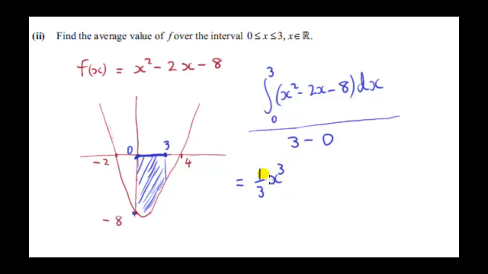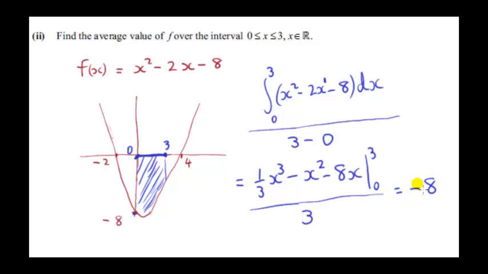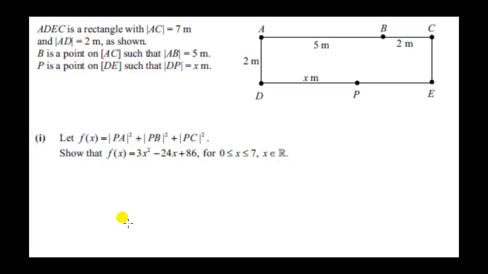To integrate x squared, we add 1 onto 2 to get 3 and divide by 3. Integrating this, add 1 onto 1 to get 2, divide by 2 to get 1 half in front. And integrate minus 8 to get minus 8x. Our limits are from 0 to 3, and we have to divide all of this by 3. We've covered this before. You plug your upper limit in, work it out, then subtract this expression with 0 in. You get that value, divide by 3. The answer to that is minus 8.